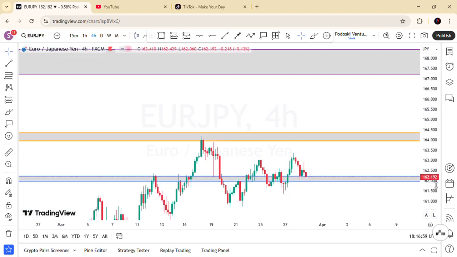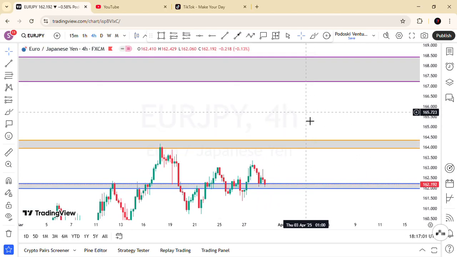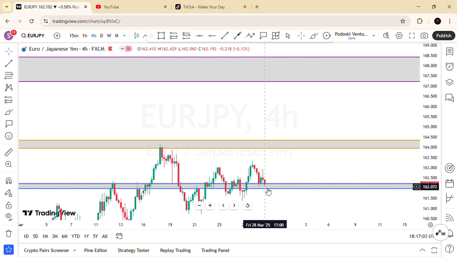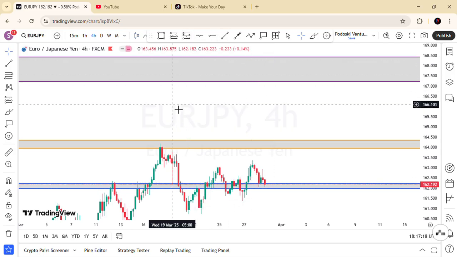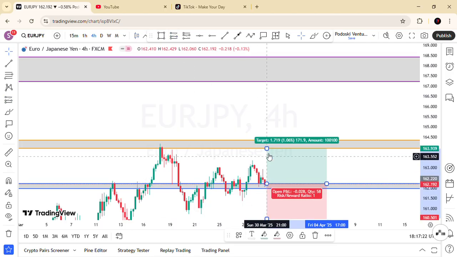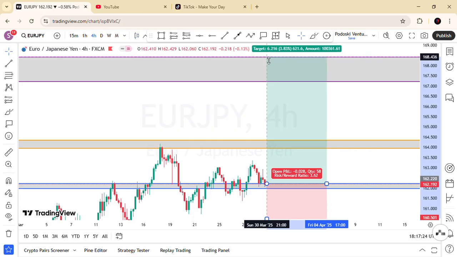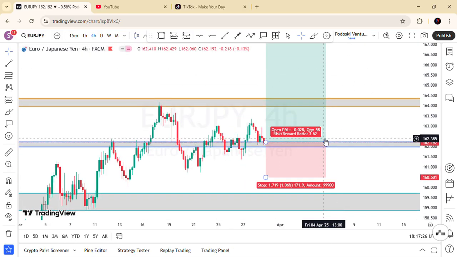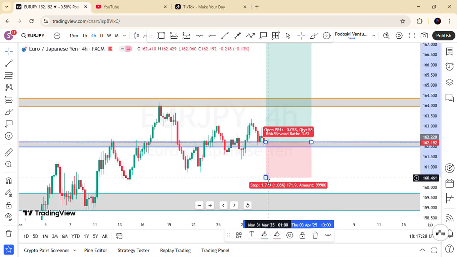So on EURJPY, this is how you are going to pick the entry. Since price is already at our demand zone, what you are going to wait for is a very nice and beautiful candle confirmation. Just like I said on GBPJPY and CADJPY, we are just waiting for a candle confirmation, then we take the buy. This will be the setup on EURJPY.